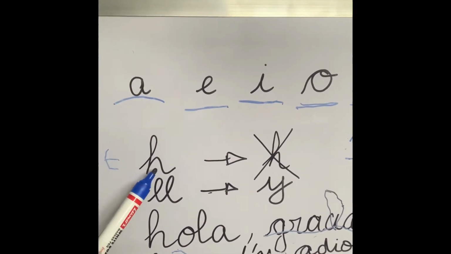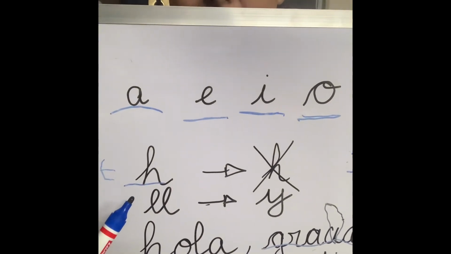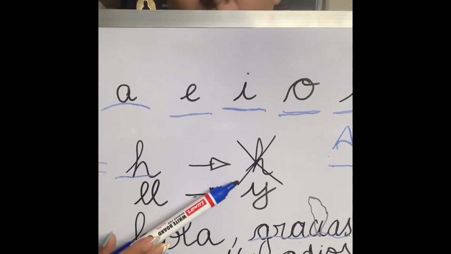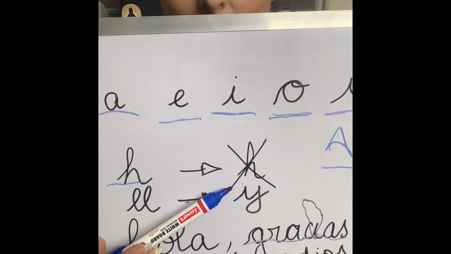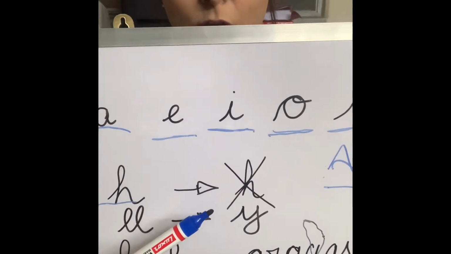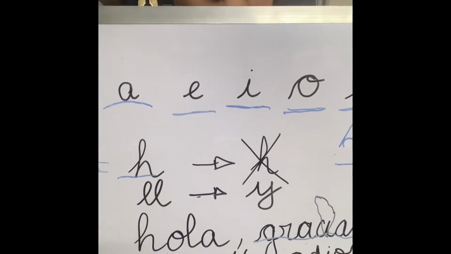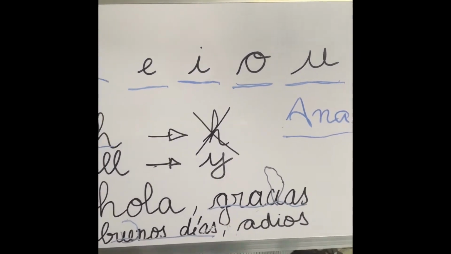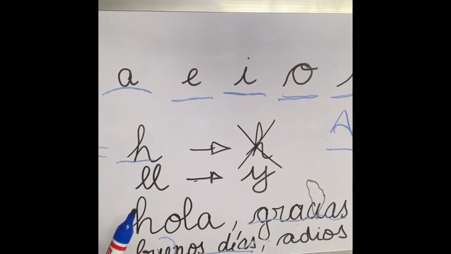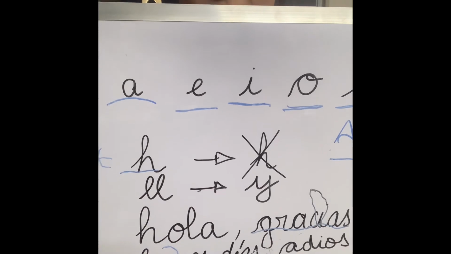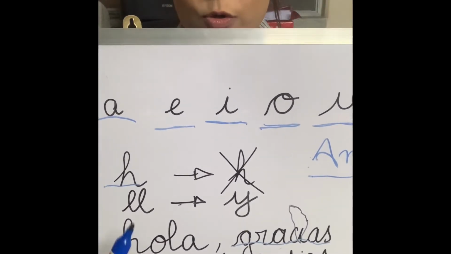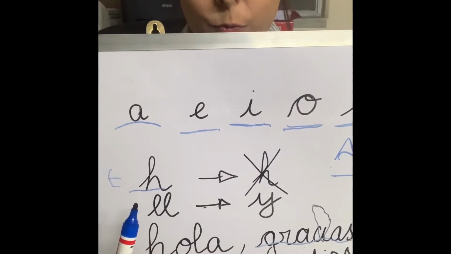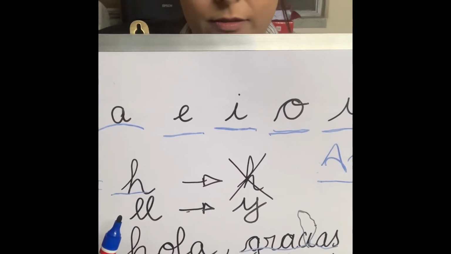So, H is actually silent in Spanish. So, even though we write the letter H, we do not pronounce it. So, for instance, we all know hola. So we do not pronounce H. The H is silent. Though we write the letter H, we do not pronounce it.